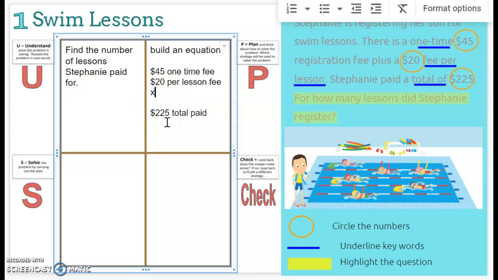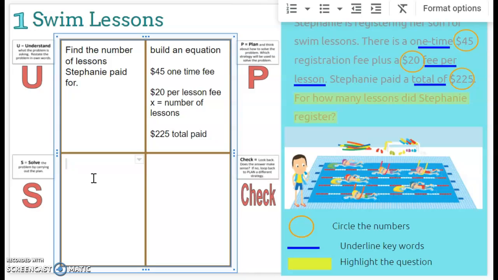So X, my variable, is going to equal the number of lessons. Okay, so this is what I need to figure out. So I have that one-time fee. I have $20 per lesson, but I don't know how many lessons. So the number of lessons I don't know. And I have my total. So that's how I would build that to solve for that.